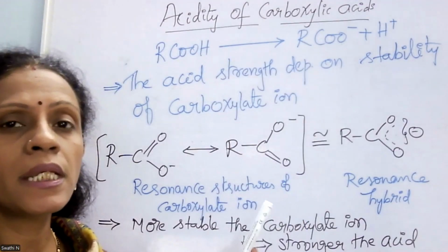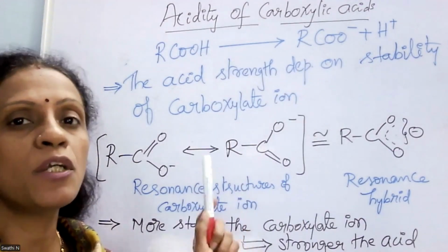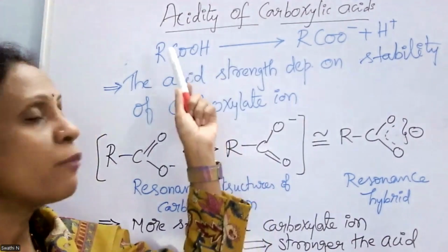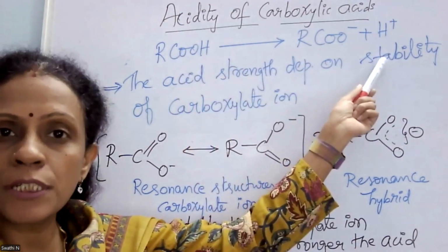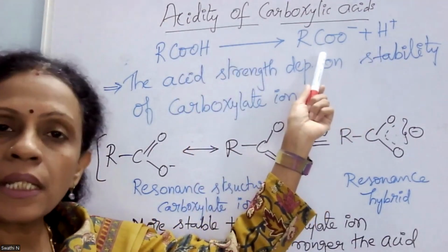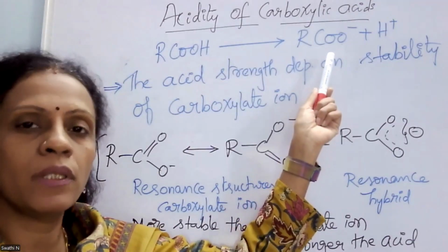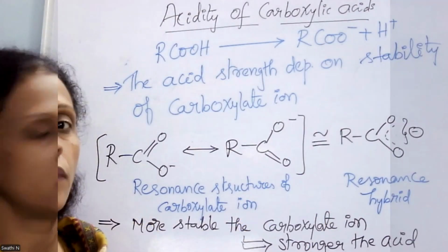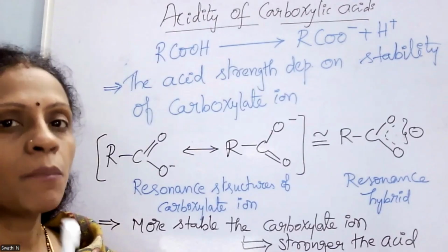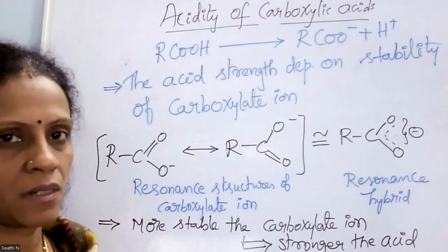Carboxylic acid acidity depends on the stability of the carboxylate ion. A carboxylic acid can readily lose its proton when the resulting carboxylate ion is highly stable, so it can immediately release the proton. Now let us try to understand the stability of the carboxylate ion in terms of its structure.